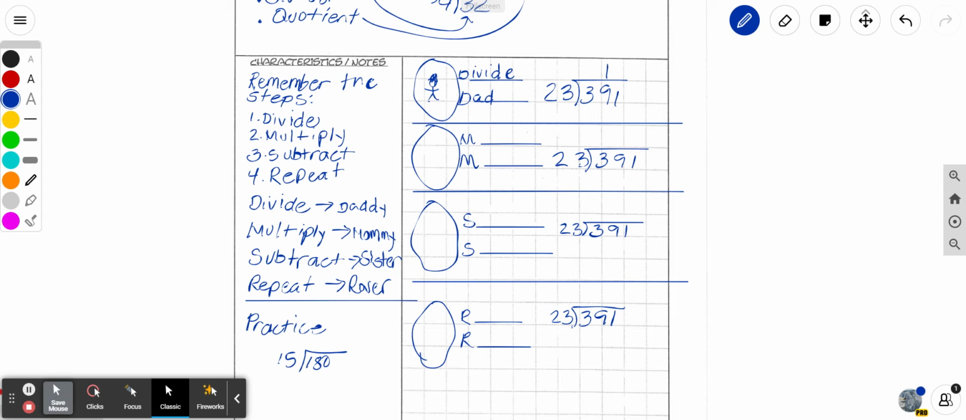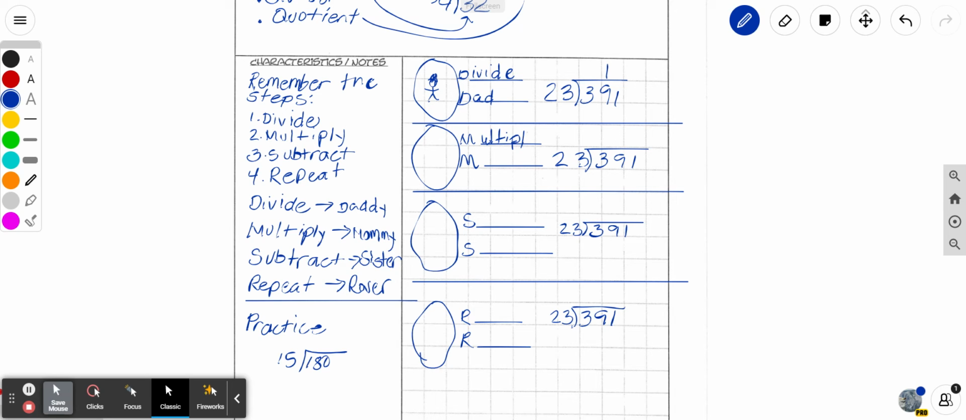Okay, so I did step 1. I divided. And it's really important here. One thing I think kids forget to do a lot is to actually put their number on the line. So I want you to remember to put your number on the line when you're dividing. Okay, step 2 is to multiply. So write that down, multiply.